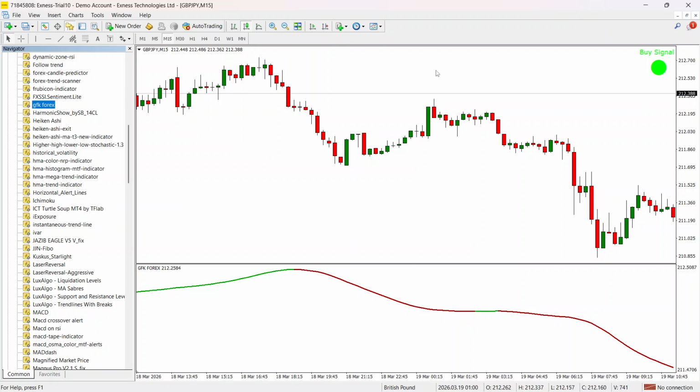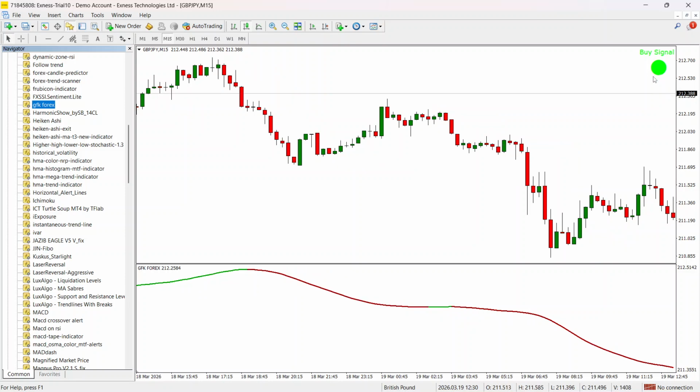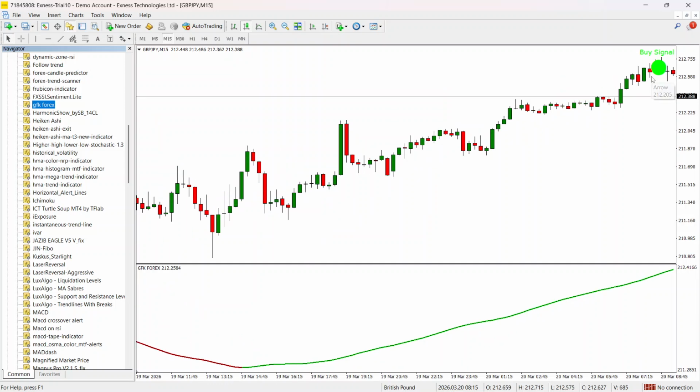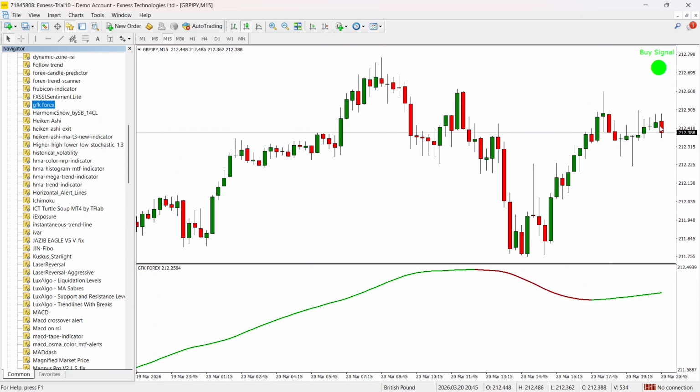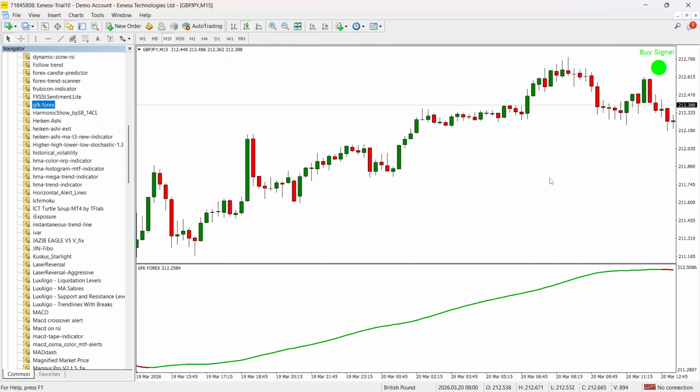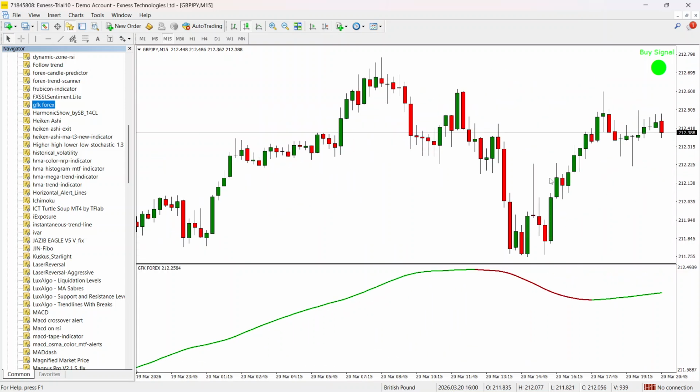On the chart, you can also draw a green circle with buy signal text above it when it detects a potential long setup, and a red circle with sell signal text for potential short setup. These combined visuals make it easy to see when the indicator believes the trend is up or down and where it is suggesting possible entries.